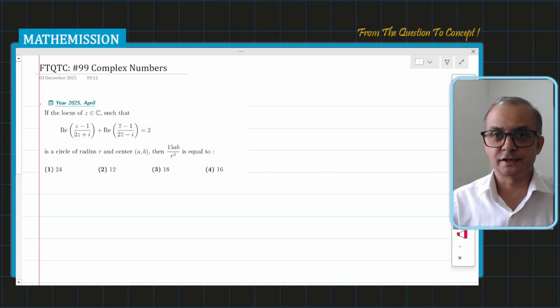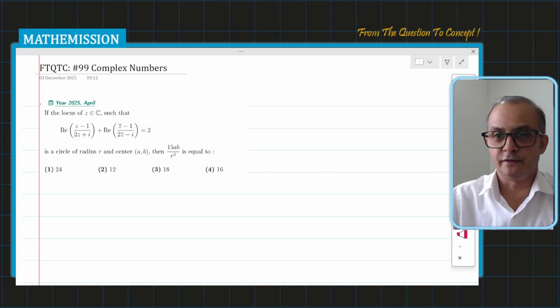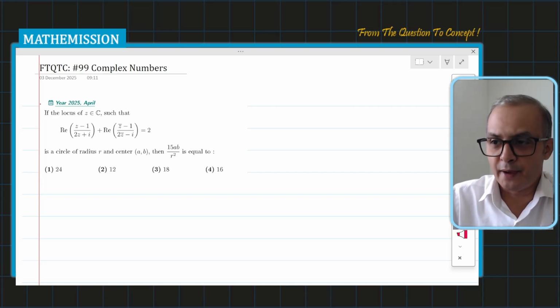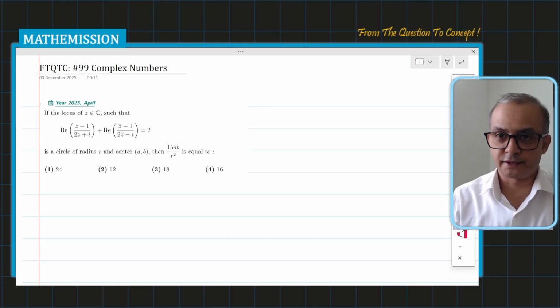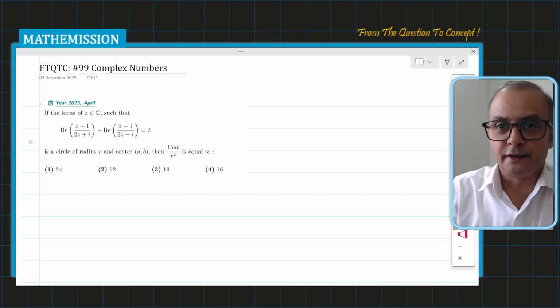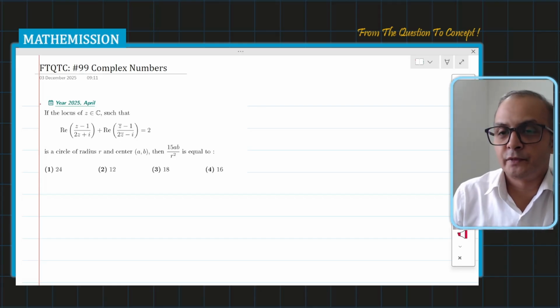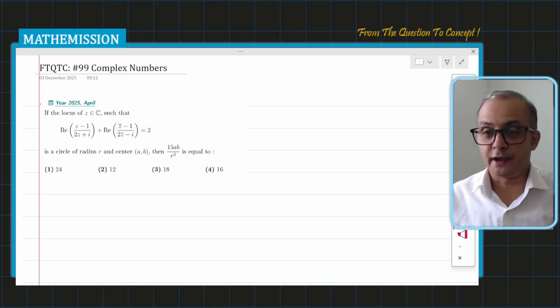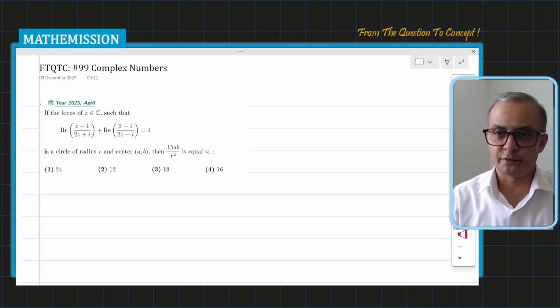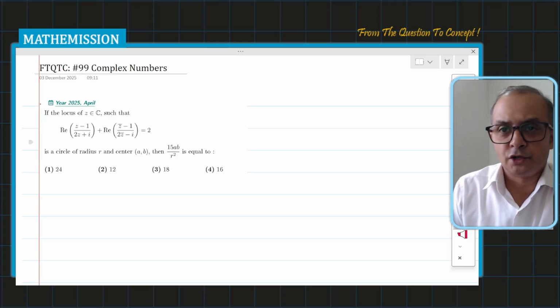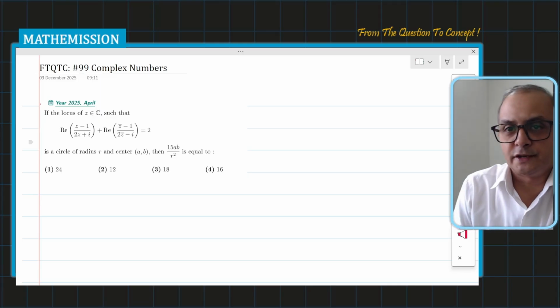The first question is from 2025 itself. The question demands that we find the locus of a circle, which is defined in terms of a complex number, and they ask for the center and the radius of the circle. So you notice what the situation is here.